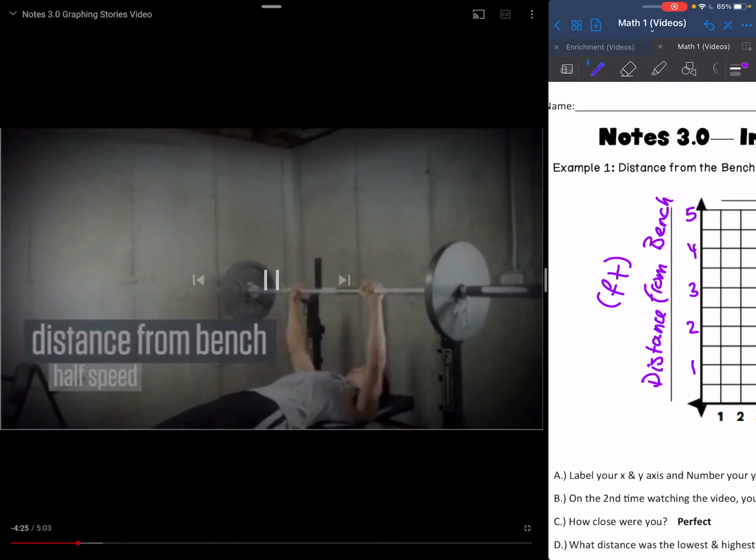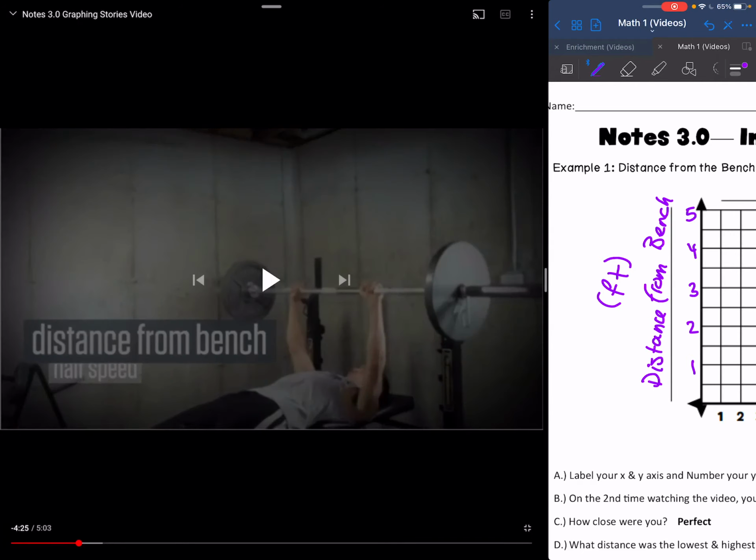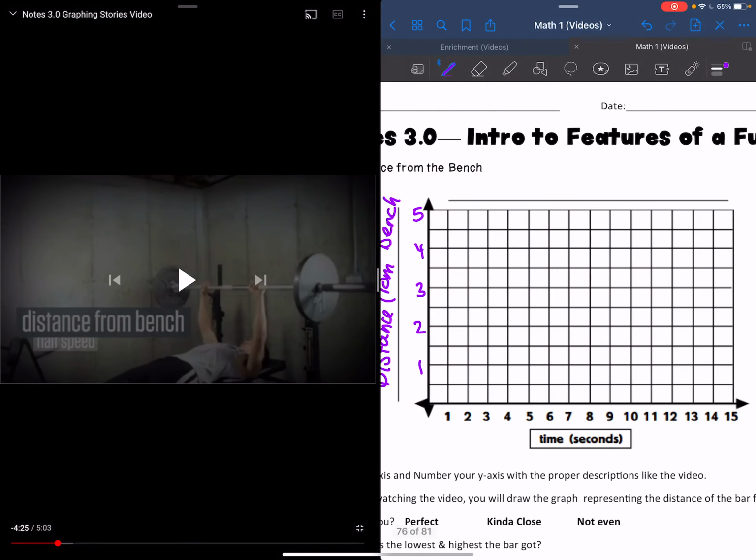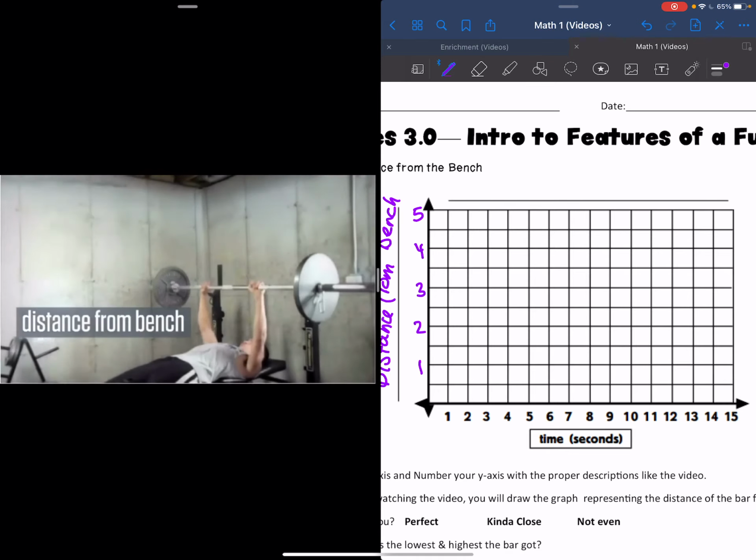All right, at half speed now, we are going to draw the graph to the best of our ability. So you'll actually get to see me draw in real time. So we're looking at the barbell's distance in the video from the bench that the young man is laying on. So try and see how your graph looks as you draw. And it's going to go significantly slower.